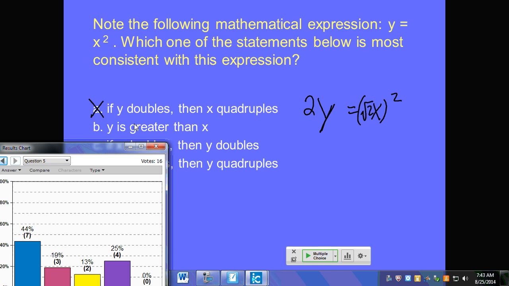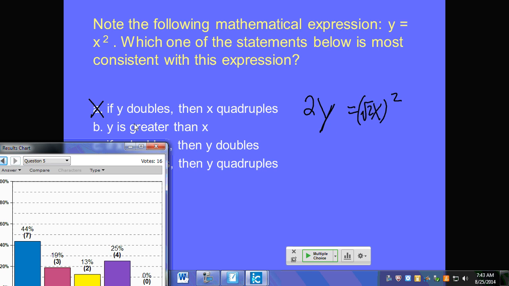All right. Y can be greater than x, but not necessarily. Like, for example, if x was equal to 2, then y would equal what? 4. It would equal 4, right? 2 squared is 4. But if x was, say, a half, then y would be 1/4, which is actually smaller.